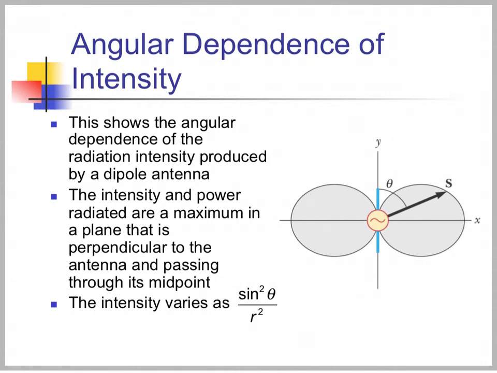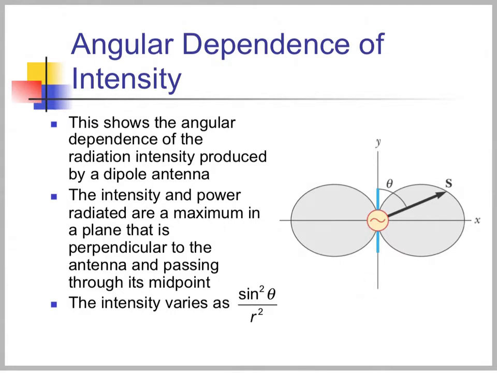Now, one of the things about antennas is the amount of energy coming off it is angular dependent. One of the reasons we like a dipole antenna is because it forms an intensity pattern that varies as sine squared theta over r squared. So it goes down as 1 over r squared, but also, most of the energy is going off sideways, not a lot of energy going up and down.